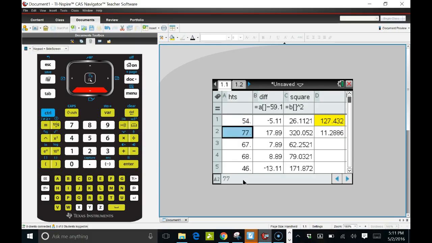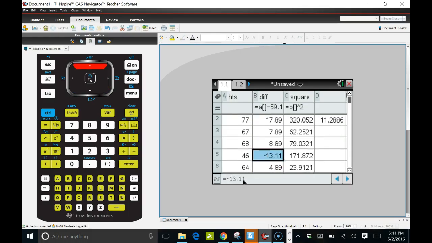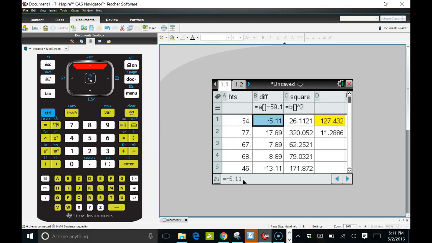So in column A, you see all the heights. It turns out the mean of these heights is 59.11. So what I did in column B is I took every height and I subtracted 59.11. Now, remember how I said it's the average difference from the mean? But because some of these are negative and some are positive, if I try to average them right now, they're going to cancel each other out.